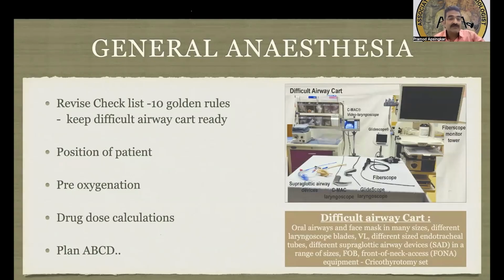See the position of the patient, pre-oxygenation, and drug dose calculation; these are a must and should be done beforehand. Then induce the patient with plan ABCD ready. In the difficult airway cart, all sizes of laryngoscope blades, and a video laryngoscope, which is preferred, should be kept ready. All sizes of endotracheal tubes, a fiber optic bronchoscope if you feel it is a difficult airway, and a front of neck access and cricothyrotomy set should be kept ready.